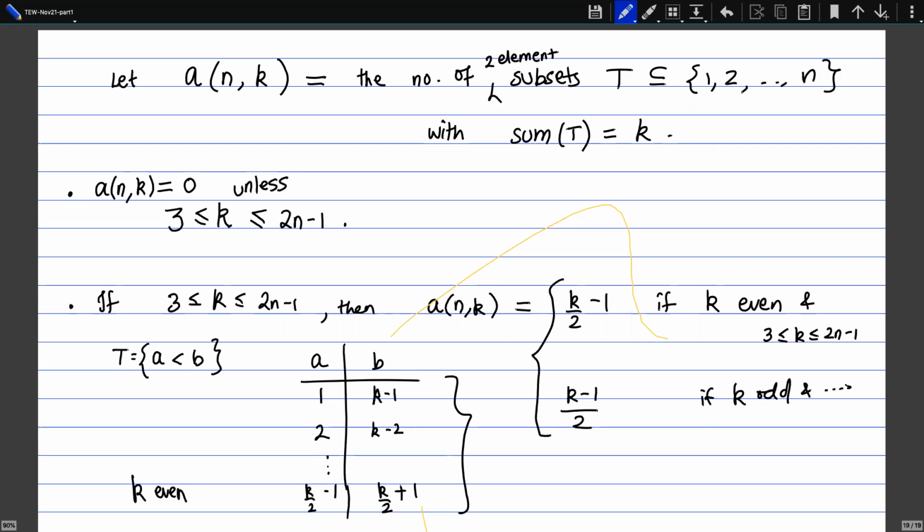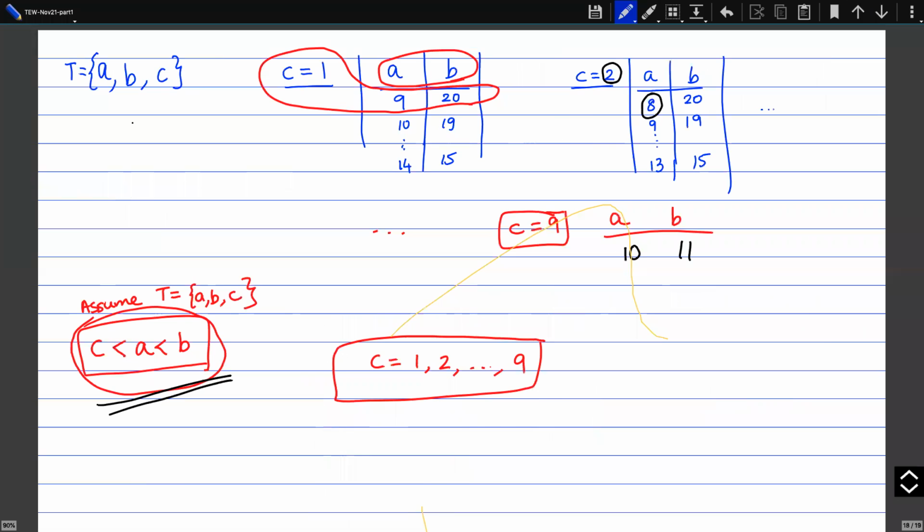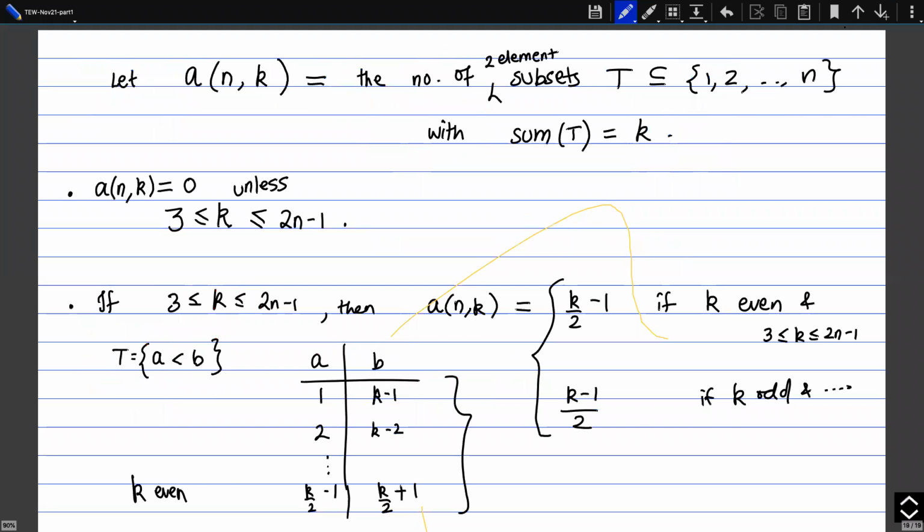What is the reason for wanting to define this subset A and K? Observe that the subsequent problem, the three element problem that we are trying to solve here, is something which you can reduce to a two element problem, which is what we were trying to do when we were trying to write down these tables and so on. So let's do this reduction step. With the use of this function A and k, we will now solve the three element problem that we needed.